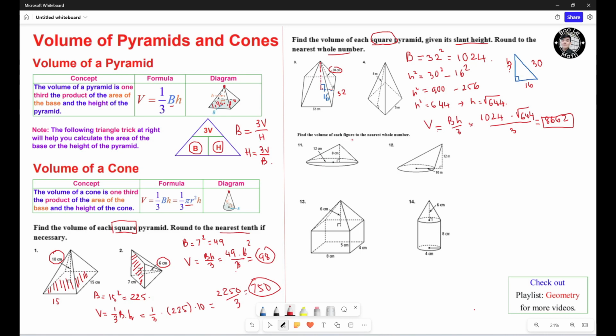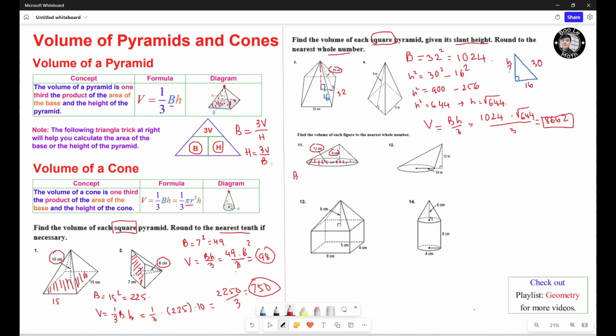Find the volume of each figure to the nearest whole number. Alright, so this is the cone. Now you need to calculate the area of the base and the height. The base is going to be the circle. The diameter equals 12. Alright, the height equals 8 right here. Alright, so this is the base.